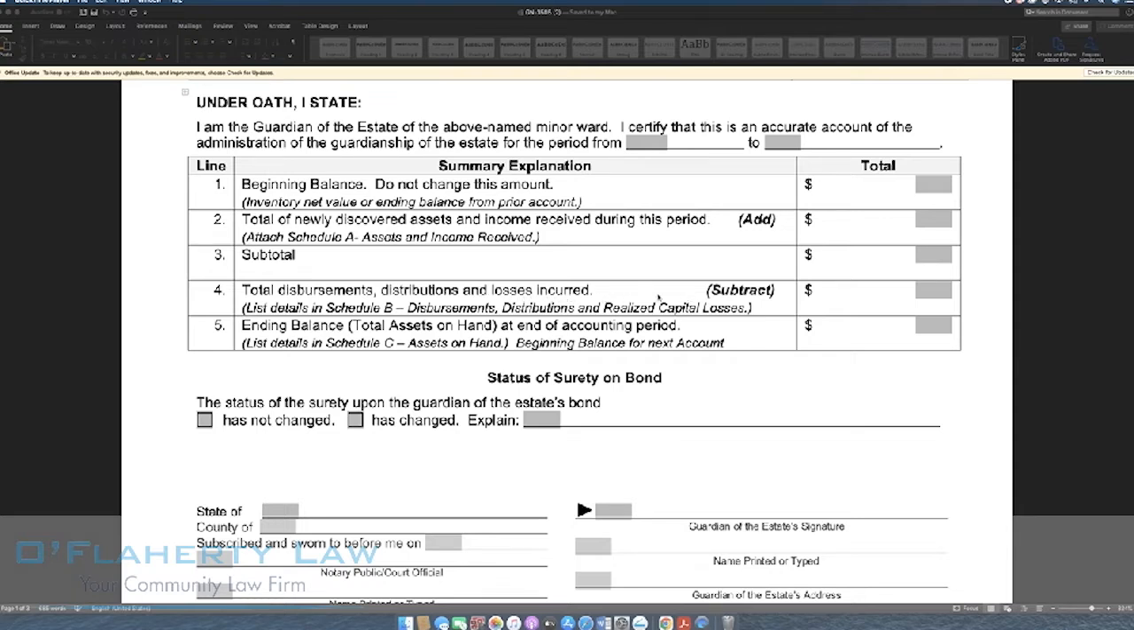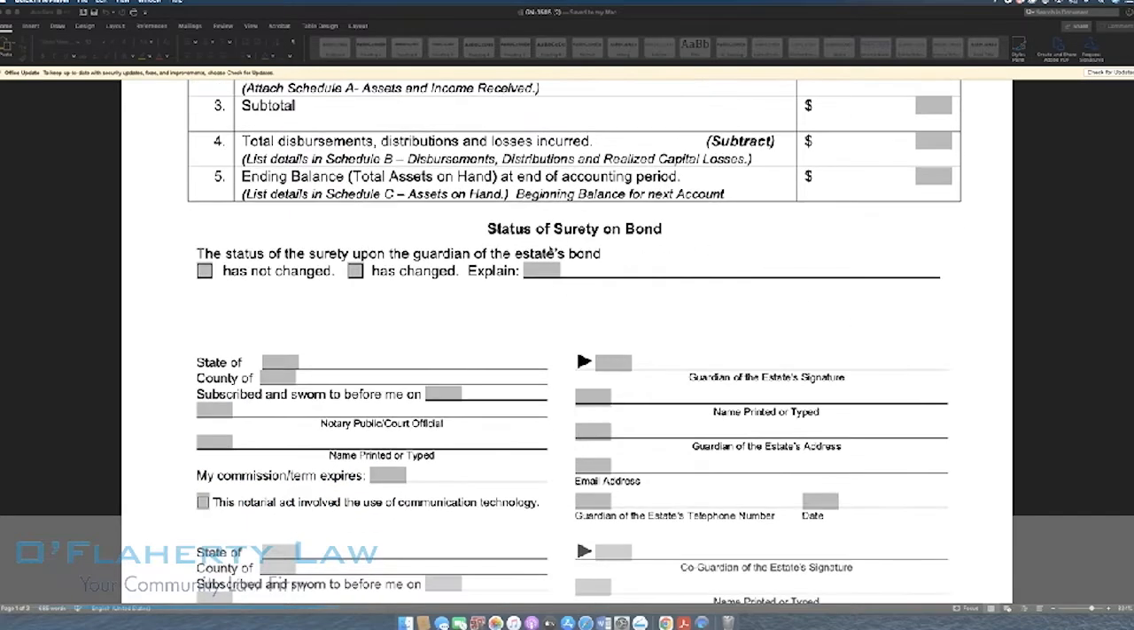loss. Now, you need to be as detailed as possible in what's called Schedule B, disbursements, distributions, and realized capital losses. And that total will be put into this area. And then you're going to give the ending balance for the reporting period. So total assets on hand at the end of the accounting period. And then you will attach Schedule C, assets on hand, beginning balance for next account. So this is the snapshot summary.